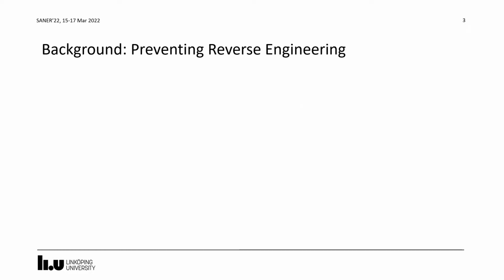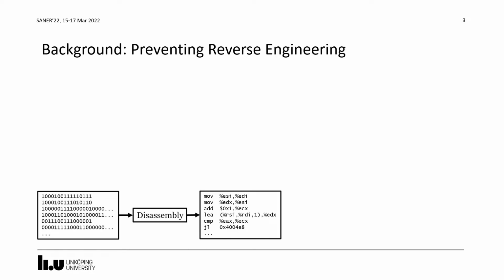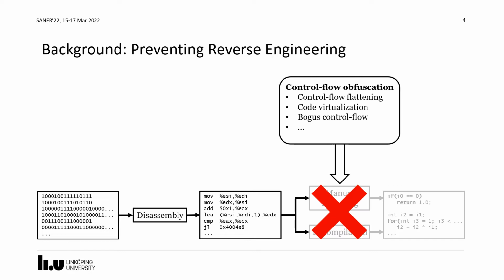So the first step of reverse engineering a binary is to translate the machine code into assembly mnemonics using a disassembler. And based on this, you can then either manually reverse engineer the code or use a decompiler to retrieve a high-level representation of the program logic. And most existing code obfuscators apply various types of control flow obfuscation to try to prevent these two activities.